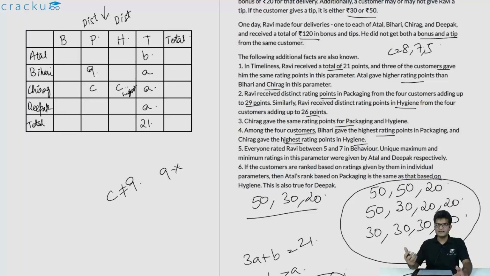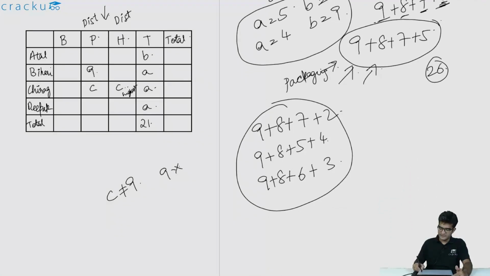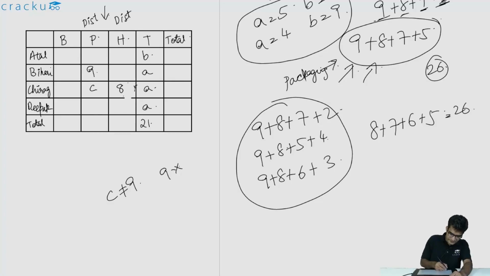Now this gives us some more additional information. Earlier we were thinking that there were many ways in which you can add up to 26 when the highest possible is 9. But if the highest possible is 8, then what is the sum of the 4 distinct numbers that are possible? They will be 8 plus 7 plus 6 plus 5. And this adds up to 26. So this would imply that C has to necessarily be equal to 8. So the score of Deepak and Atal in packaging has to be 7 and 5 in some order. This is 29, this is 26.